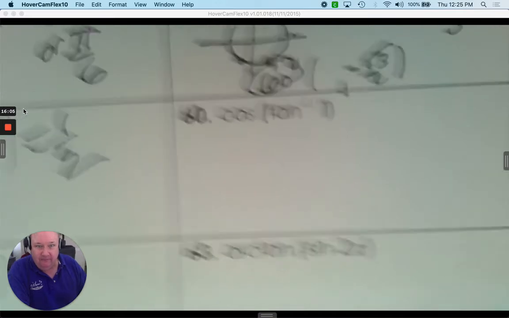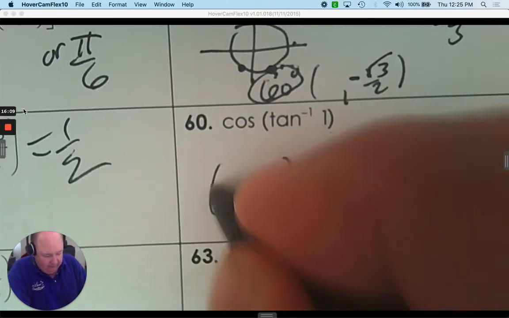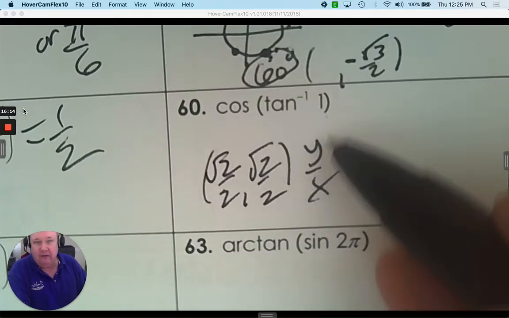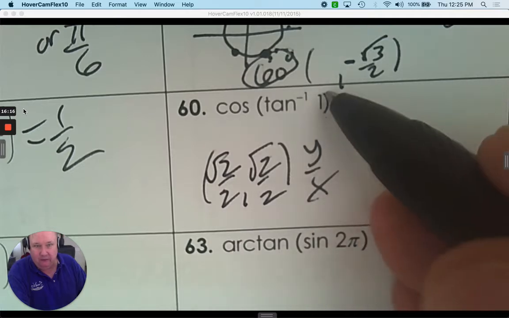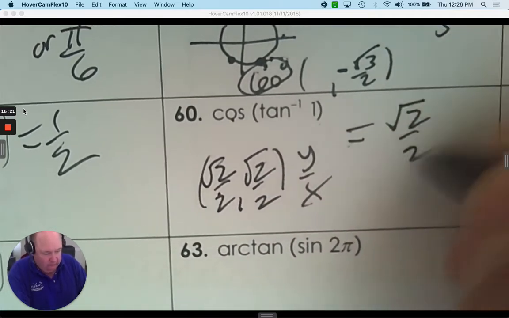For 60, the point that gives me 1 is root 2 over 2 and root 2 over 2. So remember, tangent's y divided by x. That's what gives me 1. Cosine is the x coordinate, so the answer is just root 2 over 2.